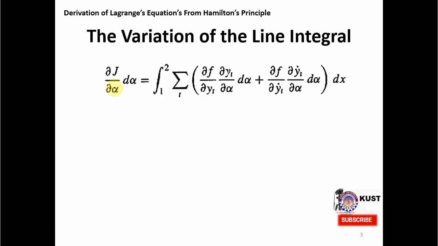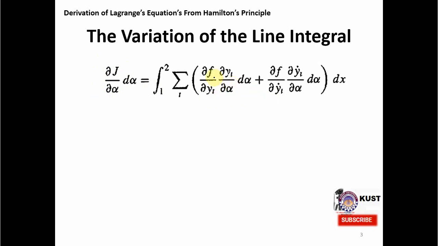So the first thing we do in the variation, this delta J, is to write it explicitly in terms of the partial derivatives, and these partial derivatives are taken with respect to alpha. Here you can see that this J is the definition of the variation, and here we take the partial derivative of J with respect to alpha in the differential d alpha. In the right side of the calculation we have shown only the derivative with respect to y1, and this can easily be extended to the other variables.